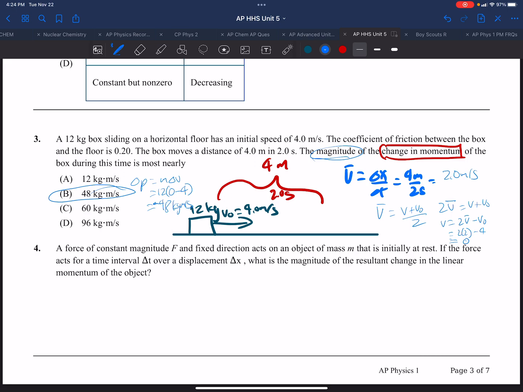Now this question, we could not have assumed that it came to a stop because it didn't tell us that. And that's important. This question could have been asked a little bit differently. It could have been traveling at 6 meters per second, and it traveled 4 meters in 2 seconds. And so it would have still been moving at the end. We can't just assume that the velocity is 0 without determining it first.